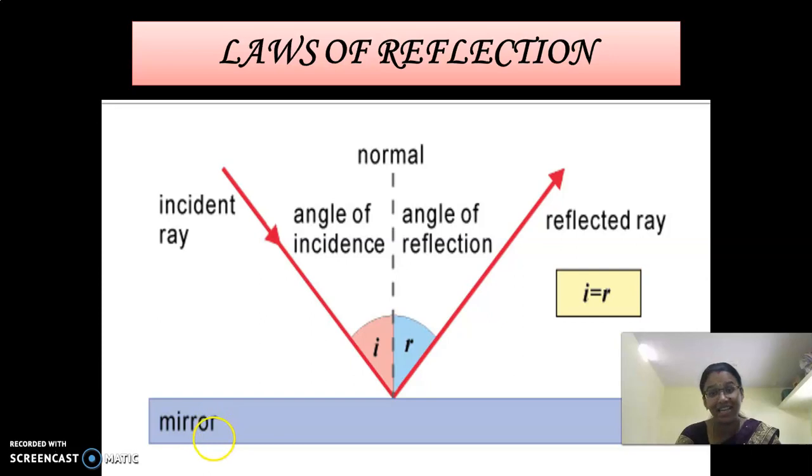And the angle of incidence i. What is that angle of incidence i? The angle between the incident ray and the normal is called the angle of incidence i. And the angle between the reflected ray and the normal is called the angle of reflection r. So what is the law of reflection? The angle of incidence is equal to the angle of reflection. That is the first law. And the second law is that the incident ray, the reflected ray and the normal line all lie in the same plane. That is the second law of reflection. Totally, how many laws? Two laws of reflection are there.